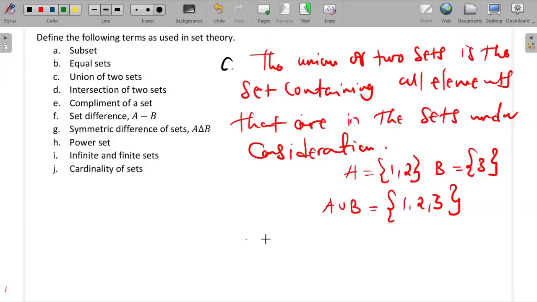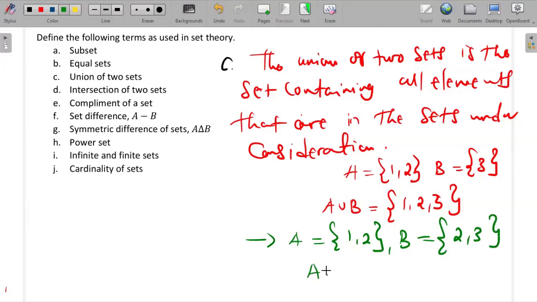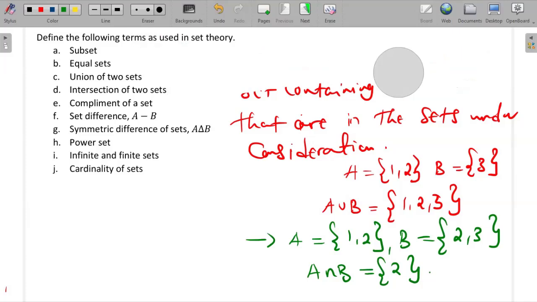So the intersection of two sets is just the set containing elements that are common to both sets. So if A is {1, 2} and B is {2, 3}, then I'm going to conclude that A intersection B is equal to {2}. The set that contains elements that are common to both sets under consideration is what we call the intersection.